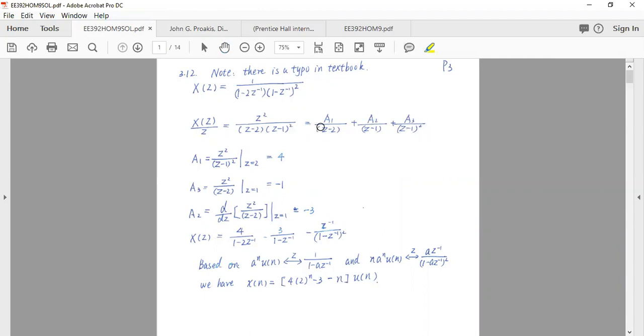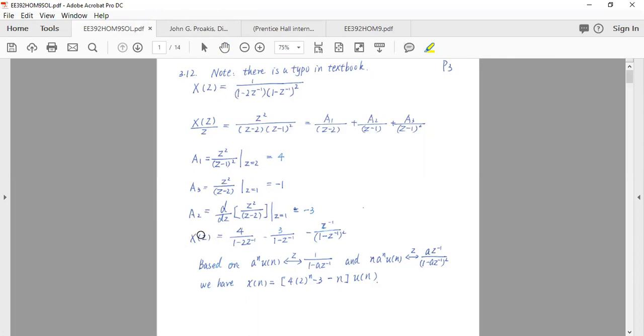So if we find these particular constants using partial fraction decomposition, we'll be getting A1 is equal to 4, A3 is equal to negative 1, and A2 is equal to negative 3, right? So basically, we can rewrite this as this.